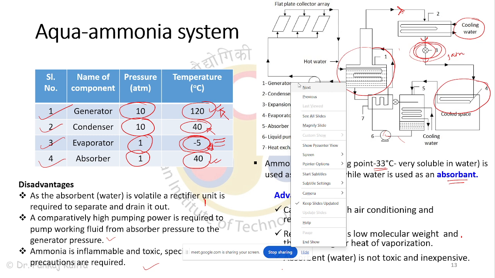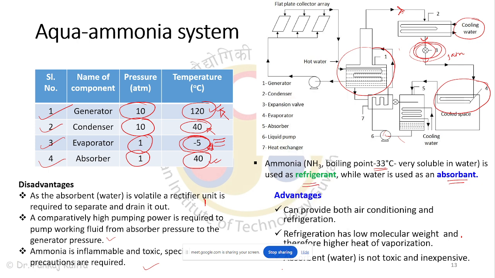So the COP of this aqua ammonia system depends on the temperatures. If you do the second law analysis and derive the formula for COP, it basically depends on these temperatures. Okay, so I'll take one question on this aqua ammonia system, we'll solve it, and then I will clearly explain how the COP for this system is calculated. I think that will be more clear for you.